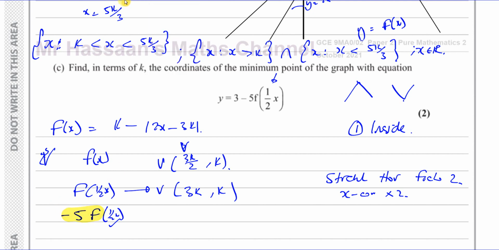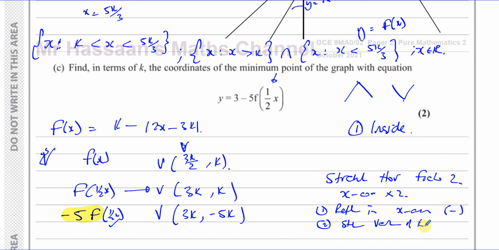So what happens here? Well, the x coordinate is untouched. So this stays as 3k. But what happens to the y coordinate? Well, it's multiplied by minus 5. So this becomes minus 5k. So there's two things happening here. It's a reflection in the x-axis, that's the minus part, and secondly, it's a stretch, which is vertical, of factor 5. So two things in one, you could say. That's fine, you can do that in one go. So that part's done.